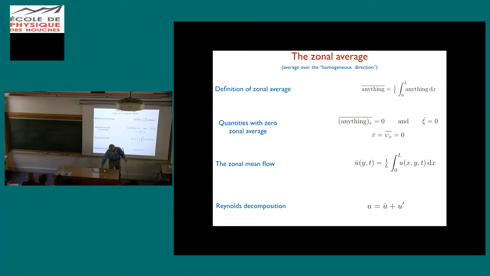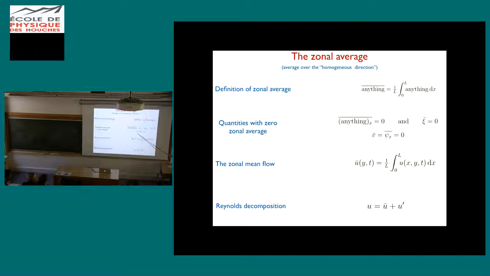Just let me make sure that we're on the same page with zonal averaging. It's been mentioned already, but I think it wouldn't hurt to be specific about it. The zonal average of anything, you simply integrate all the way across the domain and divide by the length of the domain. X derivatives have zero zonal average because everything is periodic. So if I zonally average an X derivative like V, I'm going to get zero.